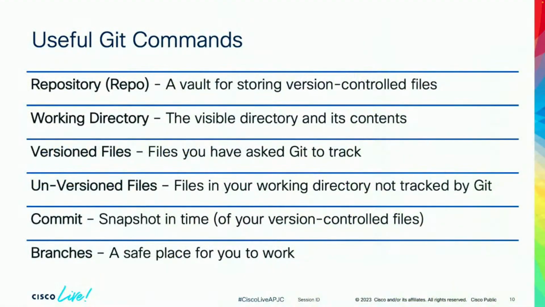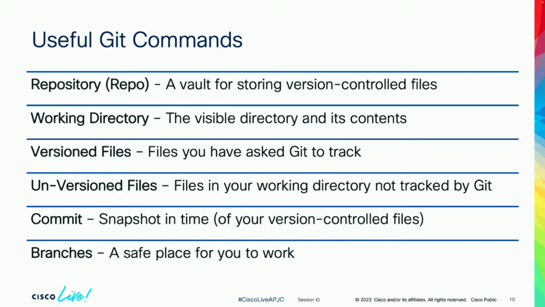So some terms that I think are useful to understand when you first get started with Git, starting with repository or repo. A repo is essentially the folder or a vault of storing version control files. Think of it as a folder on your file system or a folder in GitHub. It's called a repository or a repo. And a repo could contain code, it could contain documentation for an API, it could contain all sorts of files within that repo.